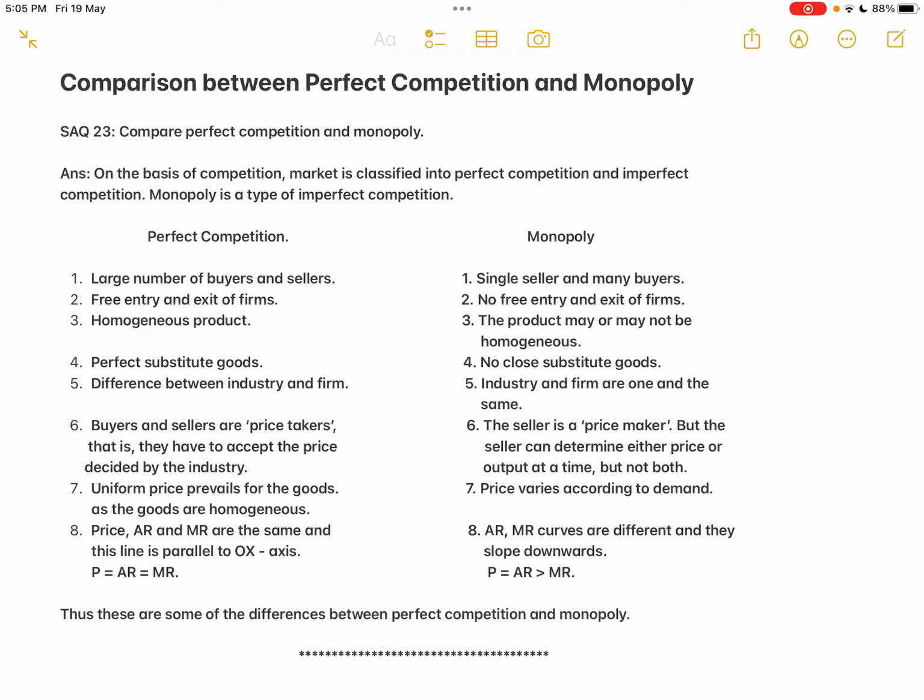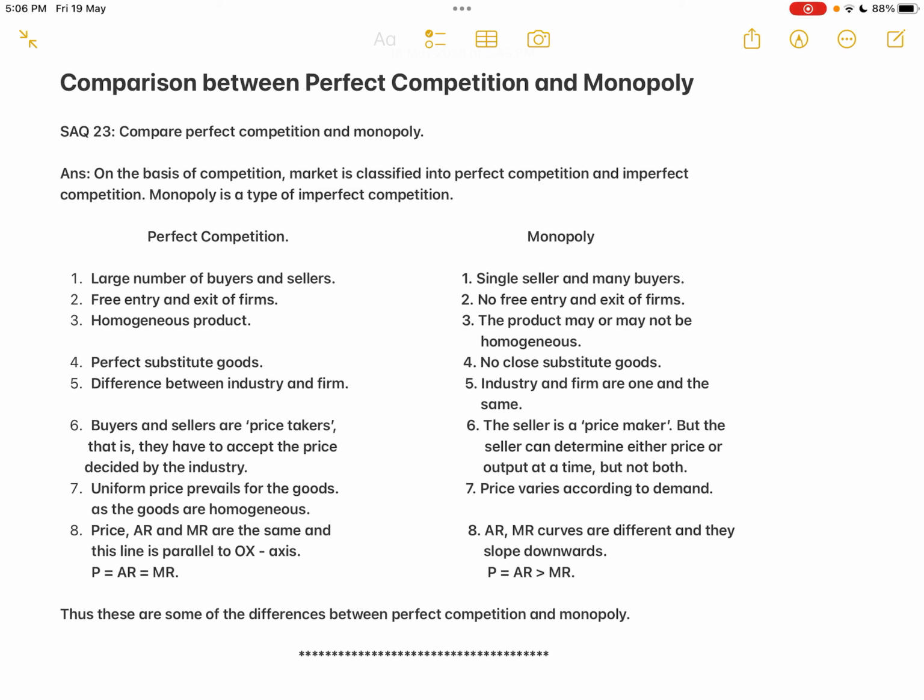But apart from that, there are a lot of differences between monopoly and perfect competition. So let us check out one by one what are all those differences. Okay, so first one, under perfect competition, we know that the main feature is there are a large number of buyers and sellers, whereas in monopoly there is only a single seller and many buyers. Second one, free entry and exit of firms, isn't it? In perfect competition, new firms can enter into the market when existing firms are making abnormal profits, and existing firms can leave the market when they are incurring losses. But whereas in monopoly, no free entry and exit of firms, isn't it? There are barriers for entry of new firms. That's why there is only a single seller in the market.